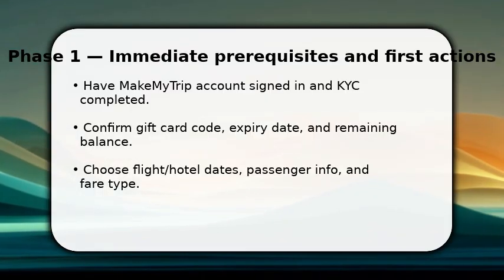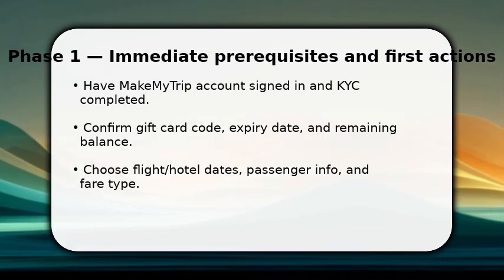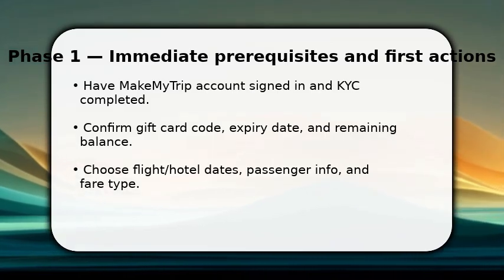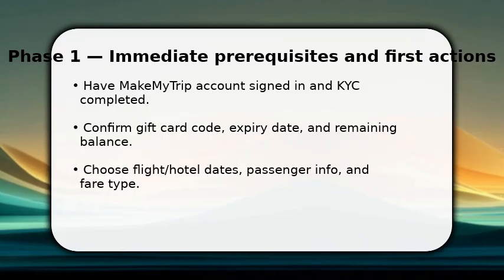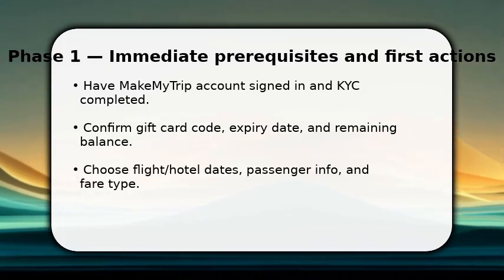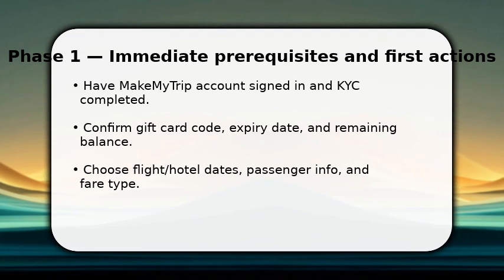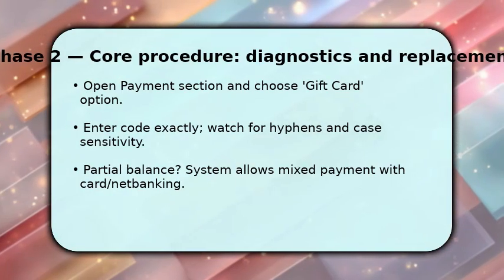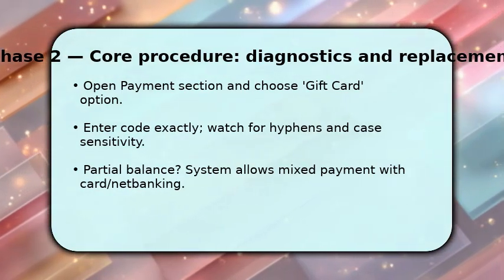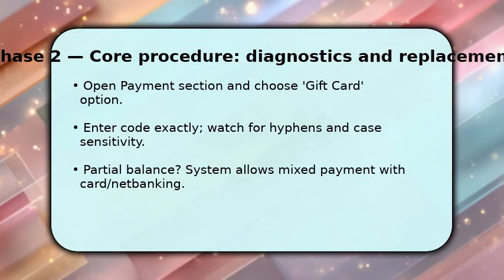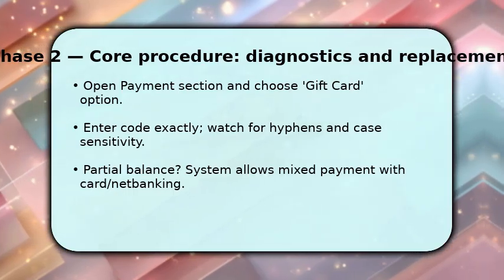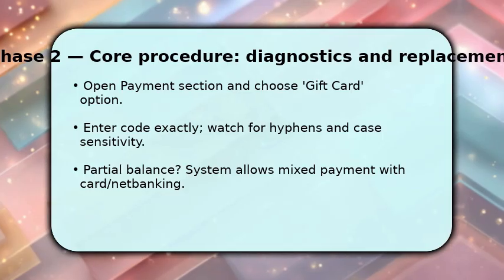Next, select extras like baggage or seat, because those affect payable amount. Now proceed to the booking summary so you can apply the gift card during payment. You reach the payment screen and select the gift card or coupon field, because this is where the value gets applied. Enter the code exactly, including hyphens or uppercase letters, and then tap Apply to see the deduction.